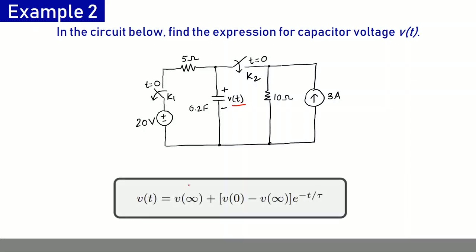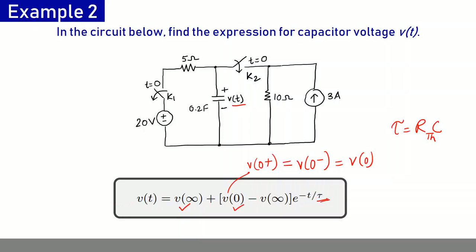We know that the general expression for capacitor voltage is given like this. V infinity is the steady state voltage. V at 0 is the initial voltage. So it can be written as V at 0 plus, and because across a capacitor the voltage cannot be changed instantaneously, this is equal to V at 0 minus. So this will be V0. Tau is of course the time constant, which is equal to RC. R here is the Thevenin's equivalent resistance. So let us solve this question in a step-by-step manner and calculate these three quantities: V infinity, V at 0, and tau.